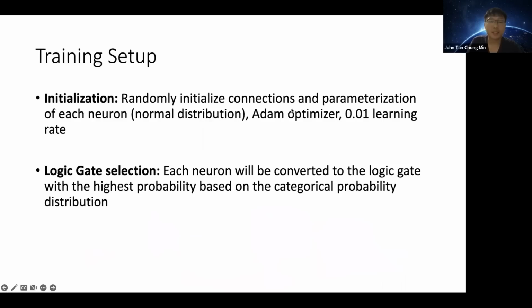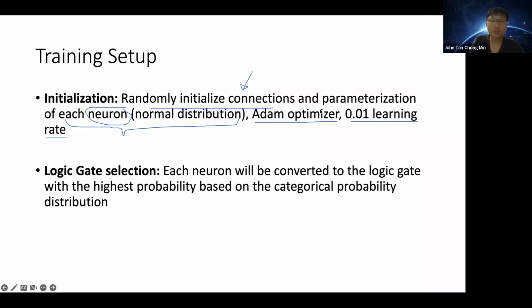So as I said earlier, this is how they initialize. They do random initializations, and then they use Adam. If they use a neural network, then they use the normal distribution for the weights. But if they use the logic gate, then it's a randomly initialized connection. So there are two different things that they did, because they compare the neural network performance. For both of them, they use Adam, and they use a 0.01 learning rate.